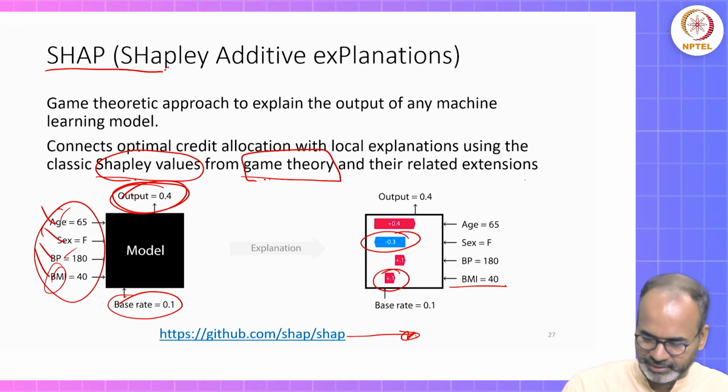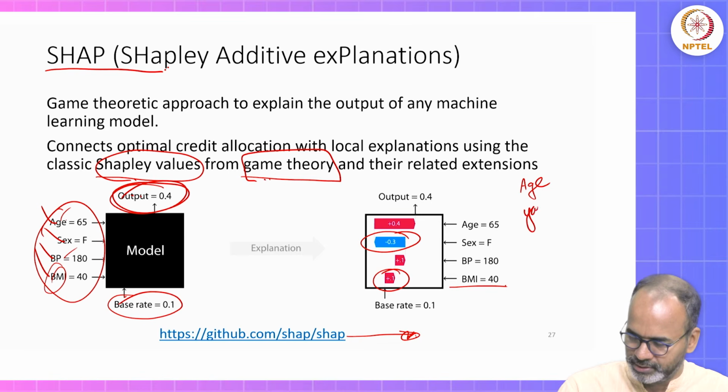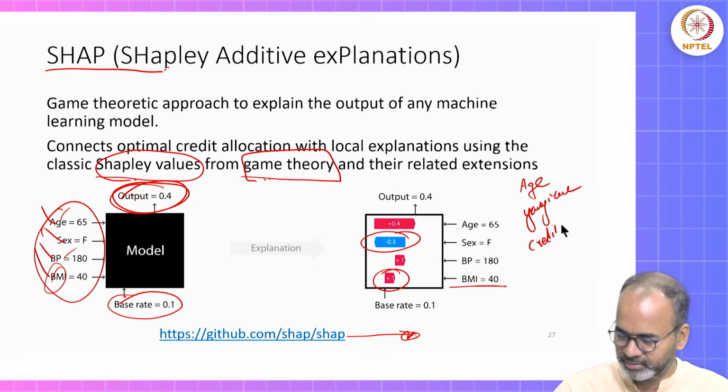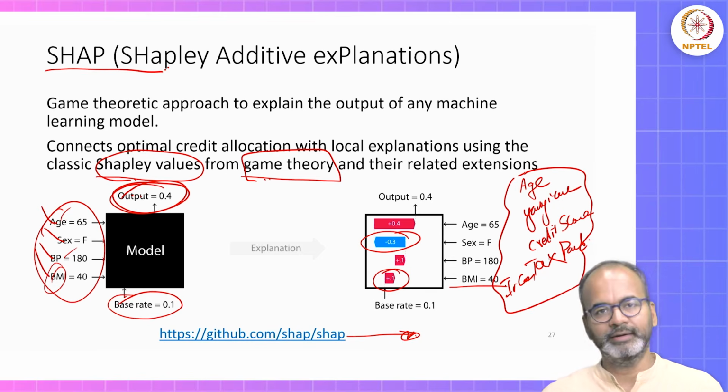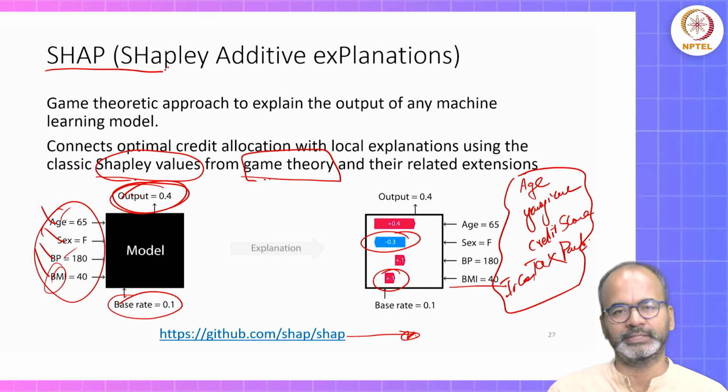It will have details like age, yearly income, probably credit score, and let's take tax paid, yearly income tax paid, some things like this, right? It has all of this, and the model should decide whether the application should be given the loan or not.